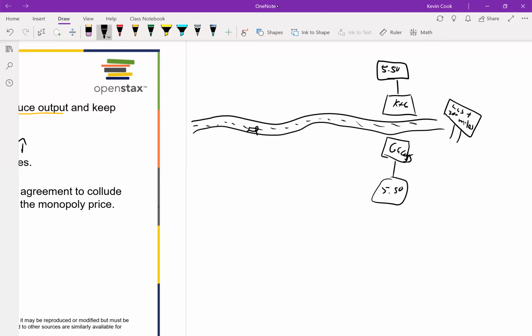So what they might say is Casey's will end up selling more because more people are going to go that way. So in order to get Come and Go to not lower their price and get people to want to take that left, Casey's will say, hey, we'll split our profits. To some degree, we'll split what we make. That way, you don't have an incentive to do anything.